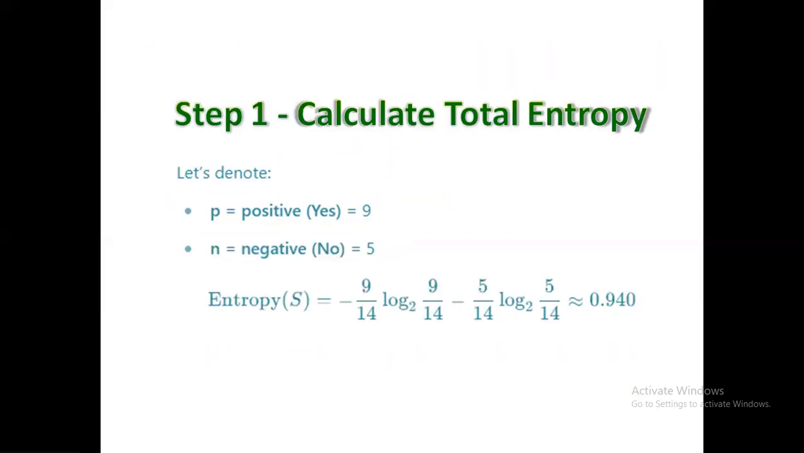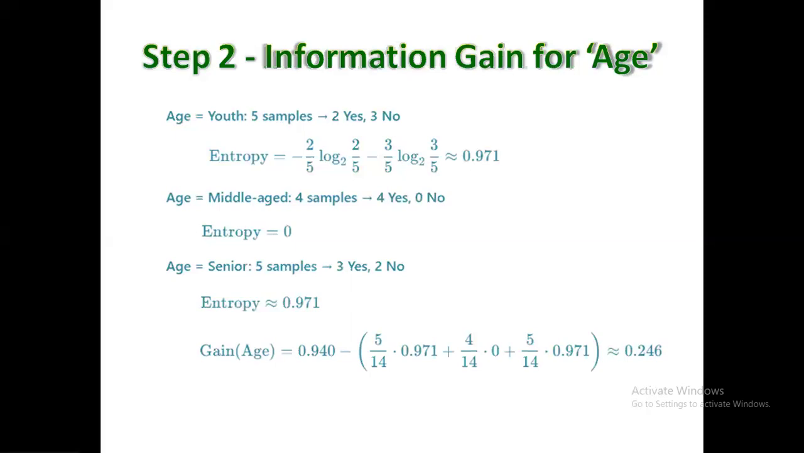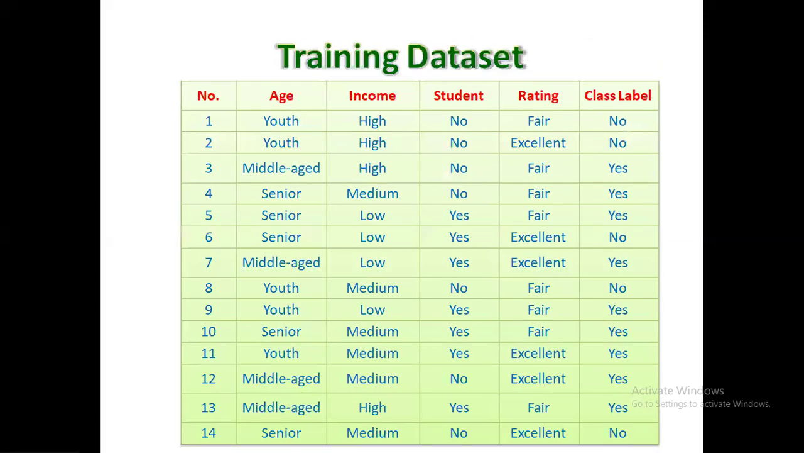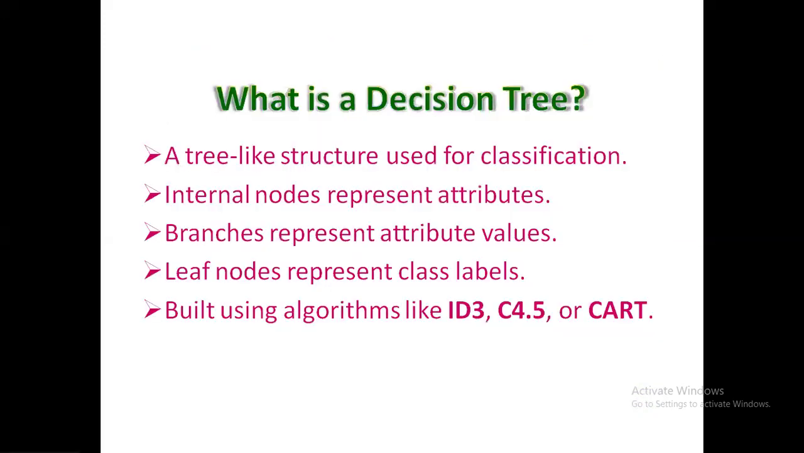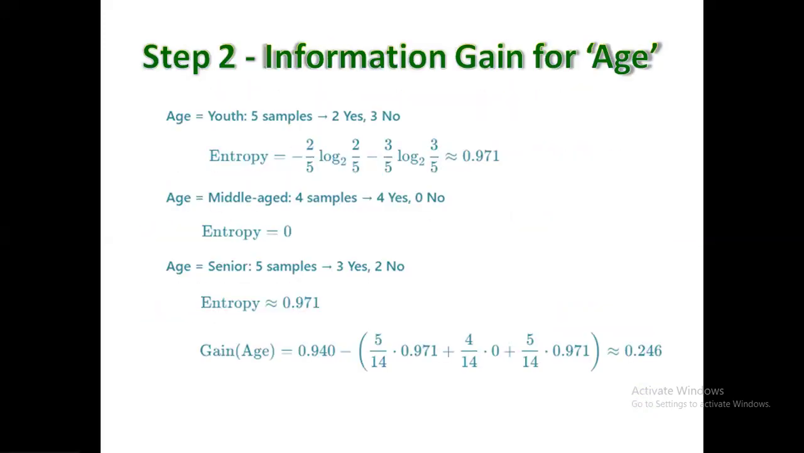Next, we have to find out for each and every attribute the information gain. The attributes are age, income, student, and rating. So the first concept is information gain. Information gain quantifies how much the uncertainty or impurity, that means entropy, is reduced after the data set is split based on a particular attribute. It helps us select the most informative attribute for decision making.